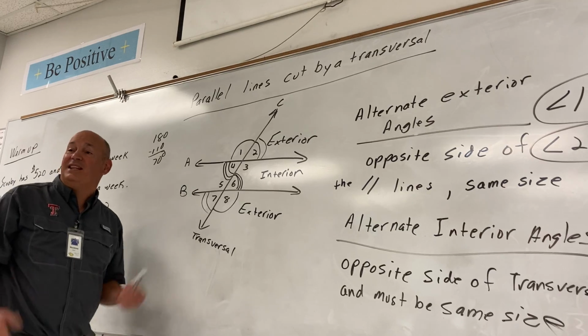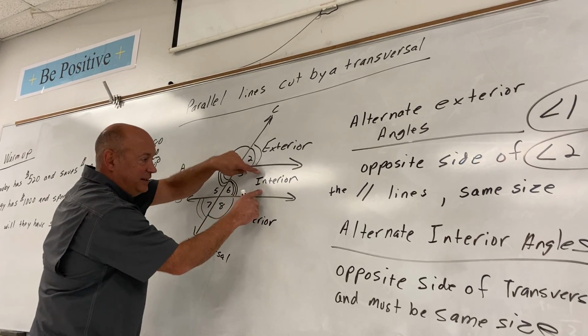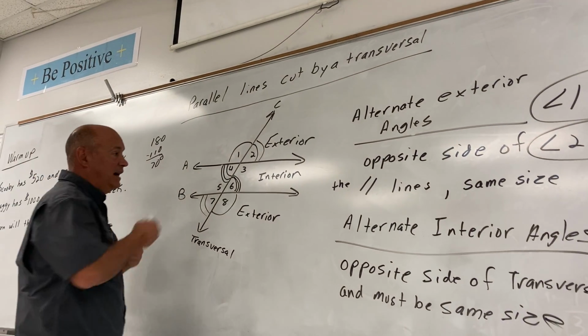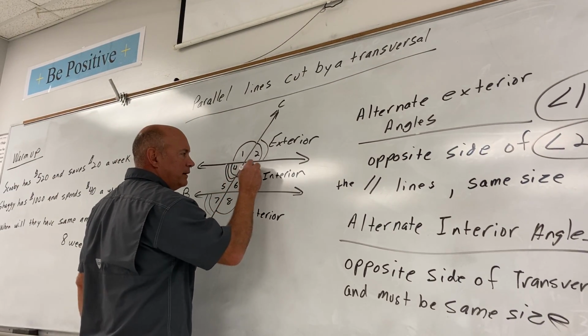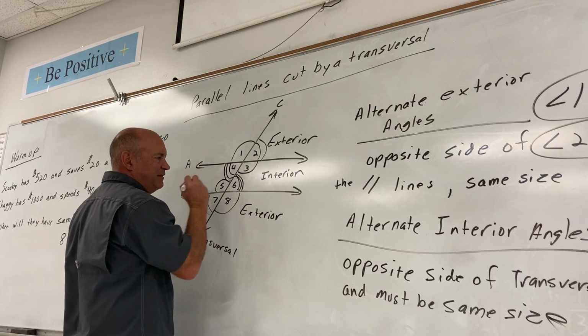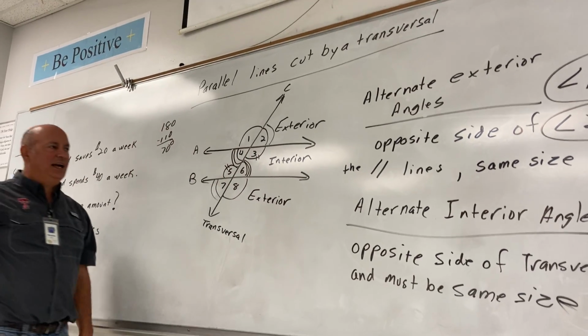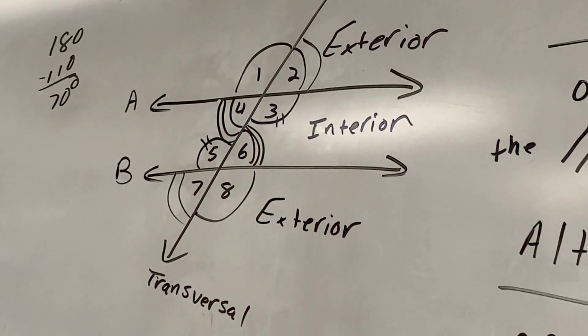Now, Nola, tell me the other pair of alternate interior angles. 3 and 5. Very nice. 3 and 5 are the same size, and I'm going to put a little mark like that on there to show you that those two are the same. 3 and 5.